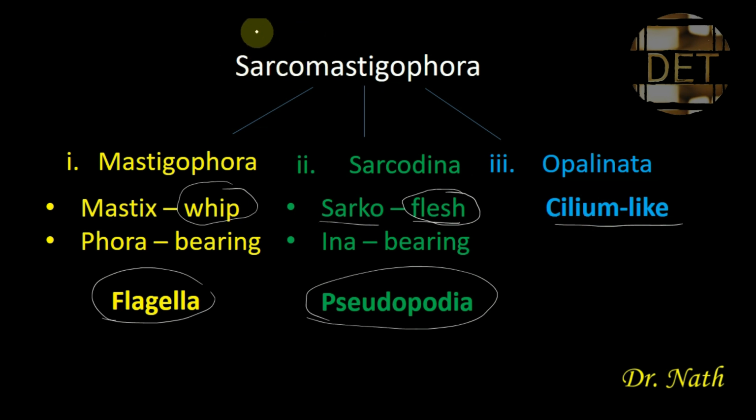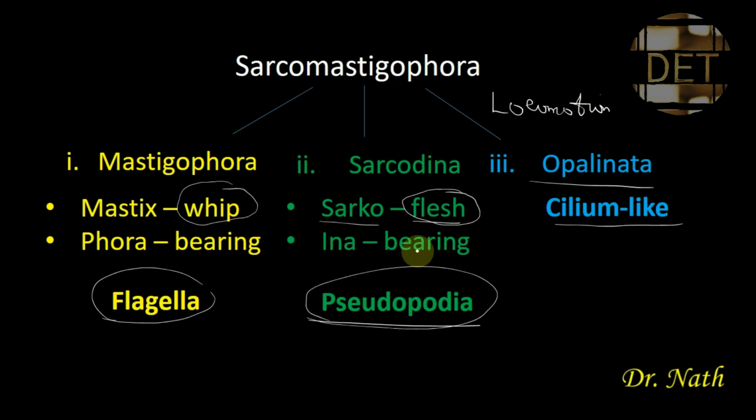So the classification of the Sarcomastigophora is based on the structure they use for locomotion. Those that move with the help of a flagella are referred to as Mastigophora. Those that move with the help of a pseudopodia are referred to as Sarcodina, and those that move with a cilium-like structure embedded in a par-oral membrane are referred to as Opalinata. So this classification is very important.